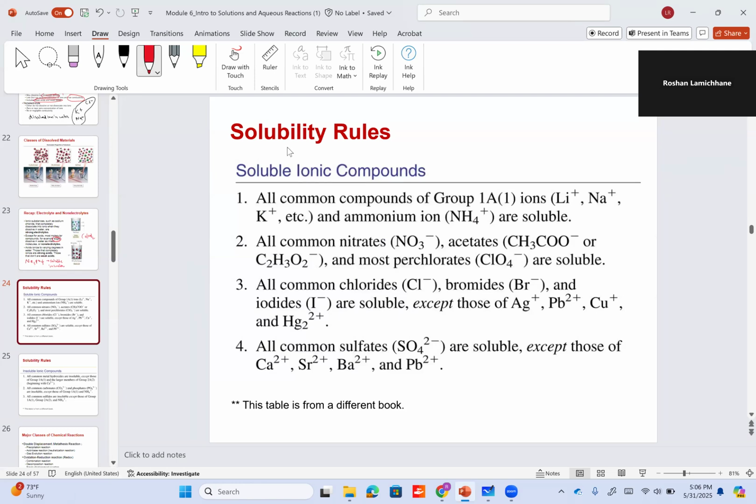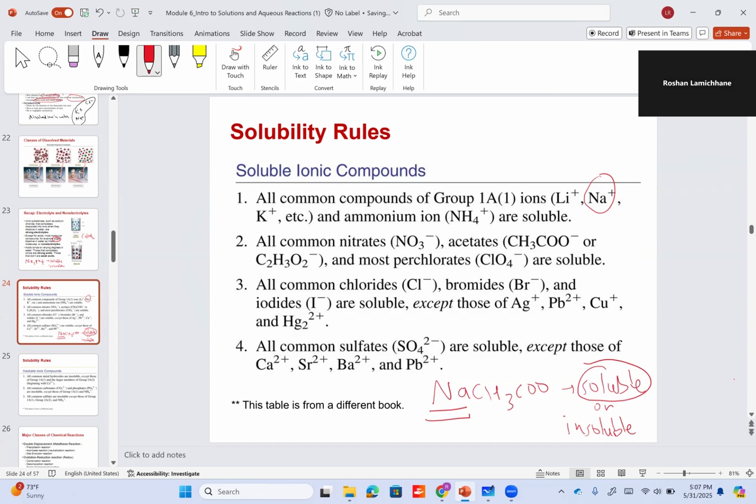For example, let's say these are the rules that you're going to memorize. And then if I ask you, I had this salt in lab, NaCH3COO, is this soluble or insoluble in water? Here I'm assuming that you'll have memorized all the rules. Our first rule says all common compounds of group 1A are soluble in water. This contains sodium, and that is how I know this is soluble in water.